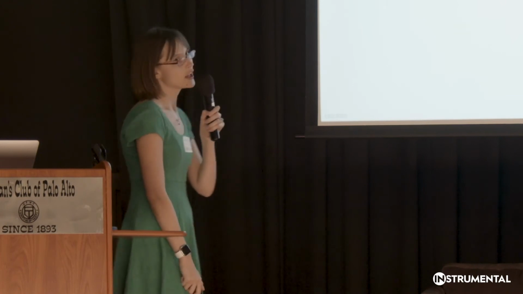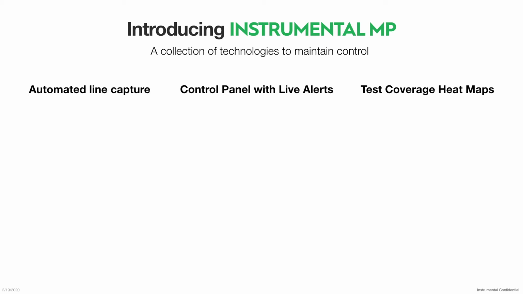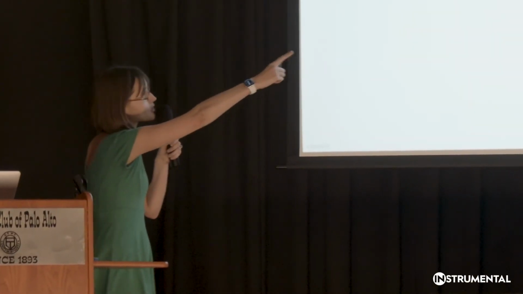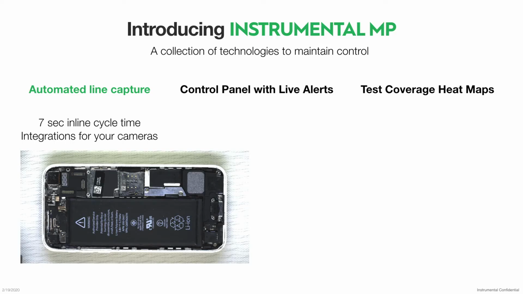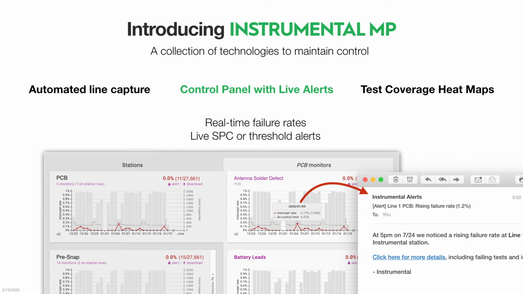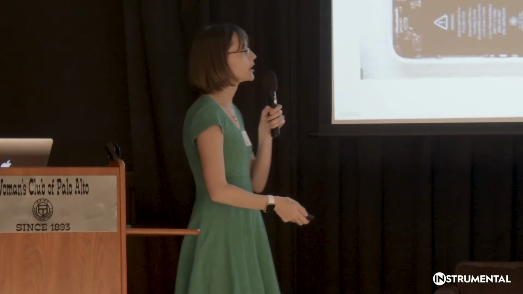So we're introducing Instrumental NP, specifically a collection of technologies designed to maintain control in the process, of course built on top of all the other things we do for NPI, specifically for production. It has kind of three elements to it, which I'm going to show real quickly, and we have a demo in the back. So we do automated line capture. You've got to have that for production, and it has to be fast. We have a control panel used for maintaining control with live alerts and a test coverage heat map. The combination of these technologies enables us to provide a full service product for production.